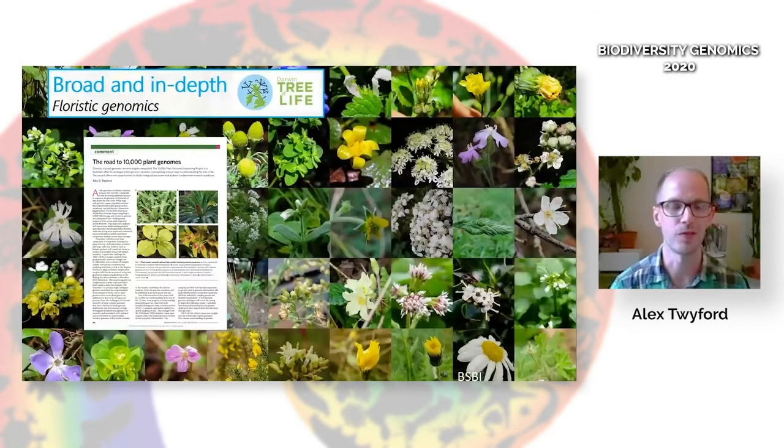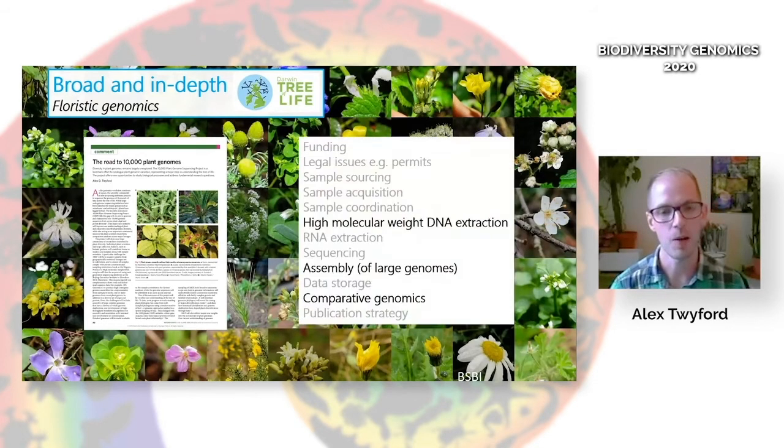What will we eventually learn from having whole genome data for all species in the flora? Well, I've written about this in this Nature Plants commentary paper, and how we'll learn about phylogeny and ecology and all sorts of factors like horizontal gene transfer. And I think our biggest barriers to this are getting high molecular weight DNA extraction optimized, sorting out the assembly of large and complex plant genomes, and really understanding comparative genomics and getting these new tools developed.